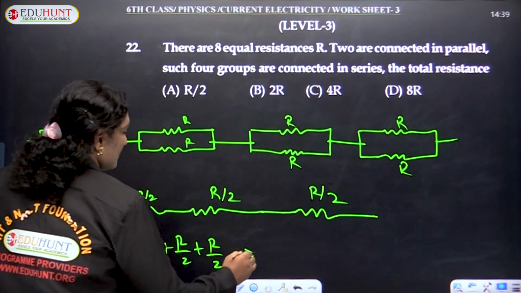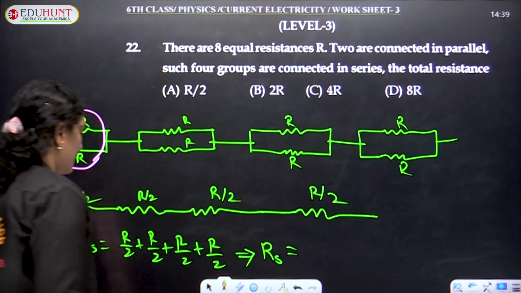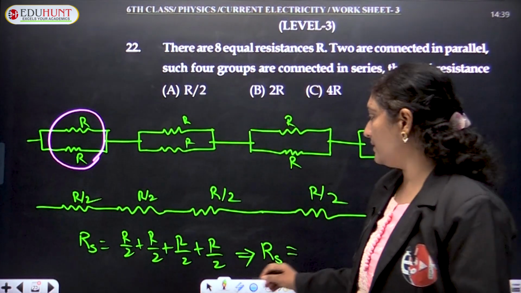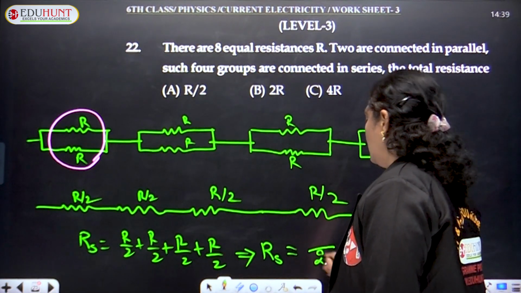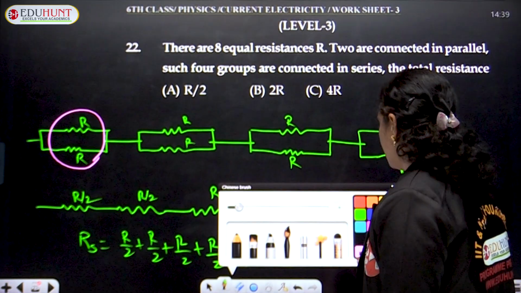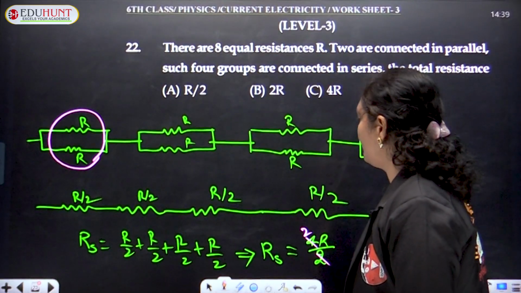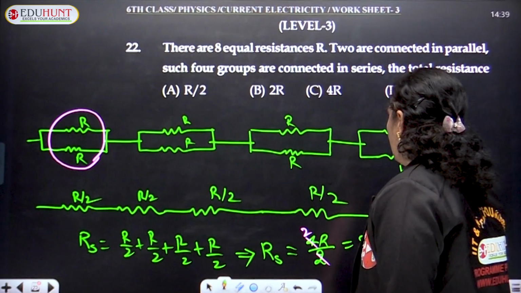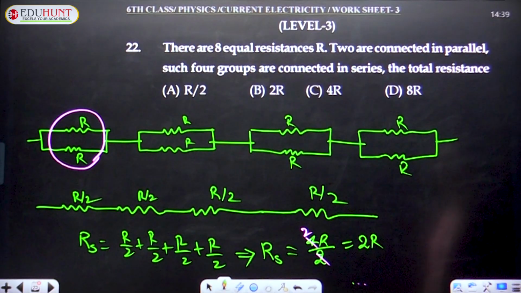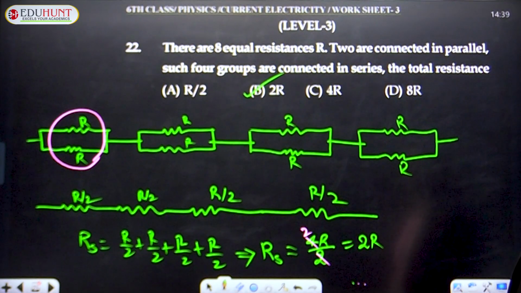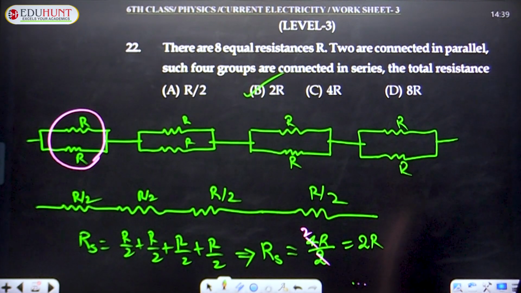So, further simplification gives the series resistance as, LCM is 2, common denominator. So, 2 upon, numerator we have 4R. After further simplification, how much are we getting, children? This will be 2R. Hence, the correct option must be 2R. That is, the second option is true. Okay. So, 4 in series.